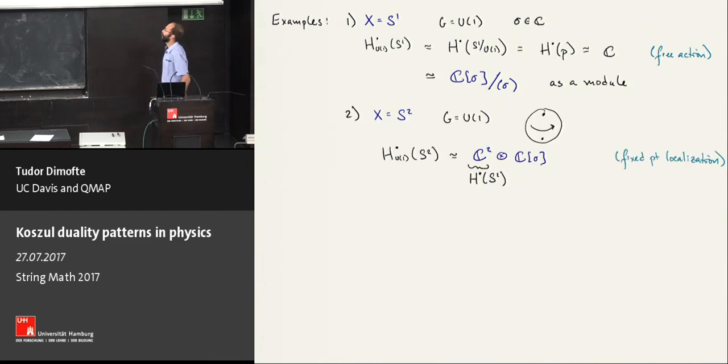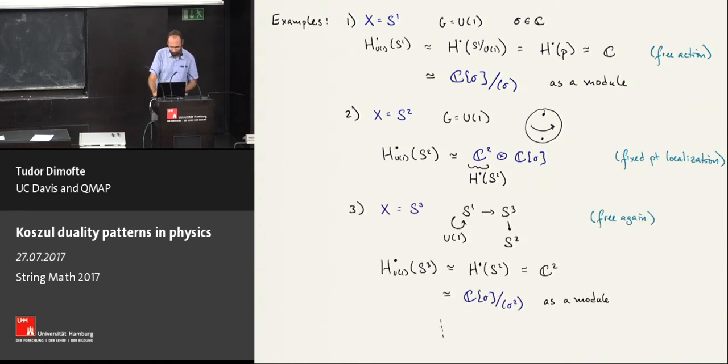A very different sort of example occurs when the G action has fixed points. So if we take the two-sphere and a U1 symmetry that rotates it with fixed points at the north and south poles, there's a fixed point localization theorem in equivariant cohomology that says the corresponding Hilbert space in gauged quantum mechanics is just ordinary cohomology C2 times arbitrary polynomials in sigma. And so this is a free module over the symmetric algebra.